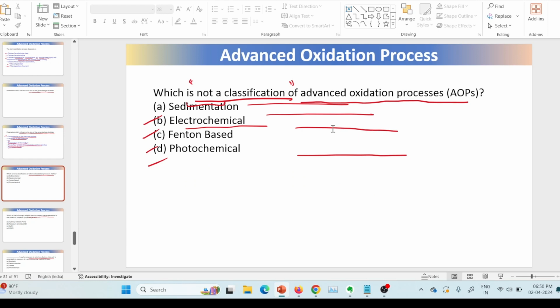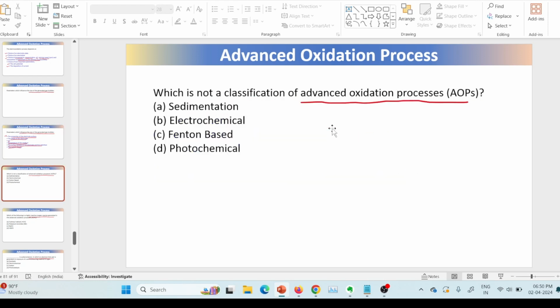The next question is, which is not a classification of advanced oxidation process. Let's see one by one. Photochemical, yes, it is an advanced oxidation process. Fenton is also an advanced oxidation process. Electrochemical is also an advanced oxidation process, but sedimentation is not a classification of advanced oxidation process.